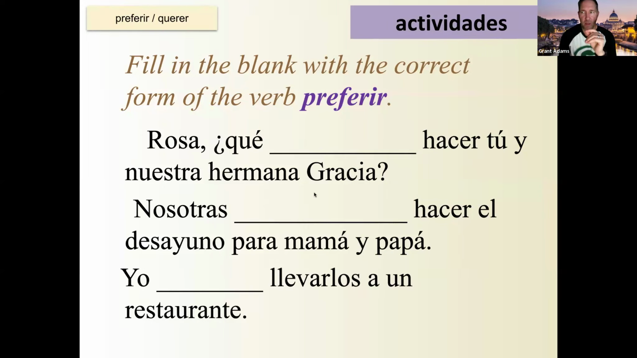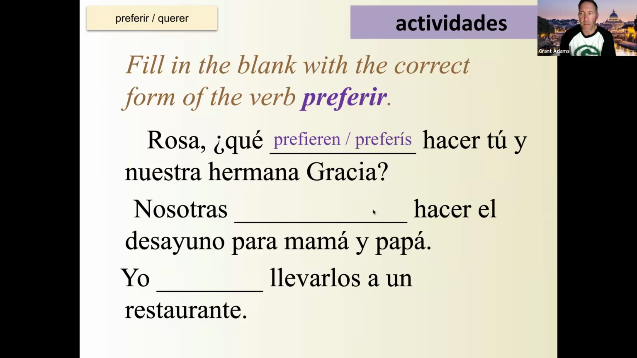That would be equivalent to ustedes, or vosotros if you're in Spain. And I'm seeing that Amanda, Carter, Chris, Sadita picked up on it. So I put them both, right? So, ¿qué prefieren hacer tú y nuestra hermana? What do you and our sister Gracia prefer to do? Then she says, nosotras, we, us girls, nosotras blank, hacer el desayuno para mamá y papá.